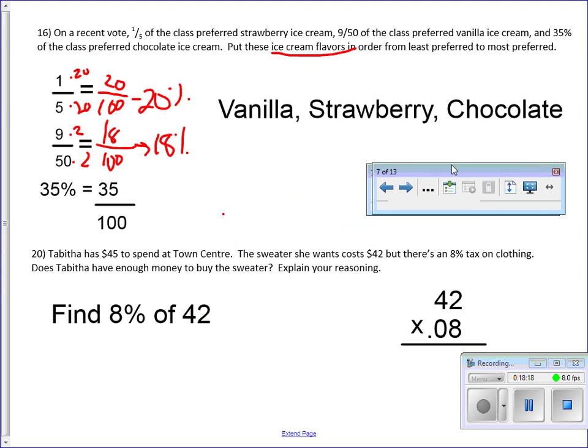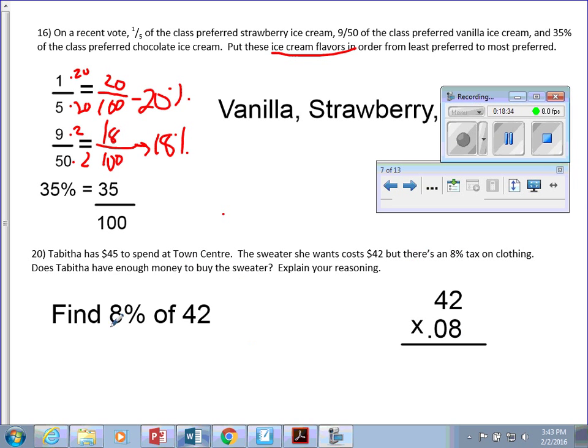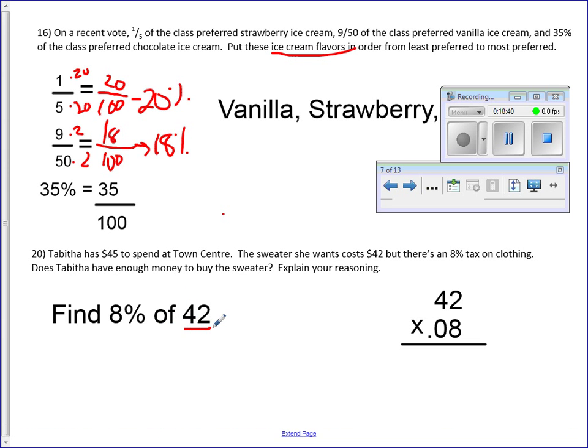Number 20 asks, Tabitha has $45 to spend at Town Center, and the sweater she wants costs $42, but there's an 8% tax on clothing. Does she have enough money to buy the sweater? Explain your reasoning. We need to find 8% of $42 because 42 represents how much the sweater costs. Some of you found 8% of 45, but you don't want to tax the money that Tabitha has in her pocket. You want to tax the money that the sweater is worth.